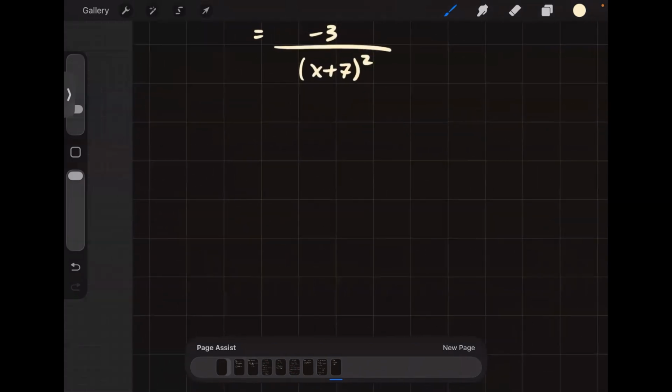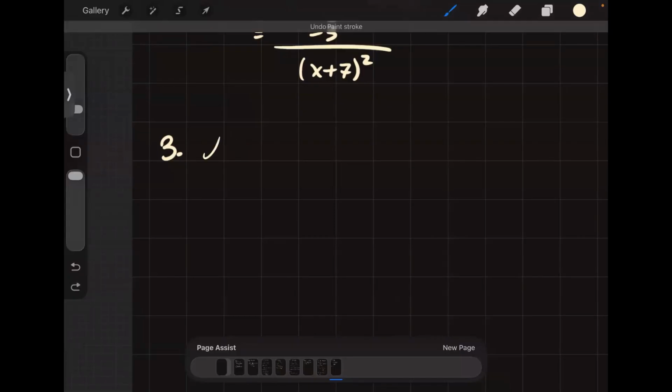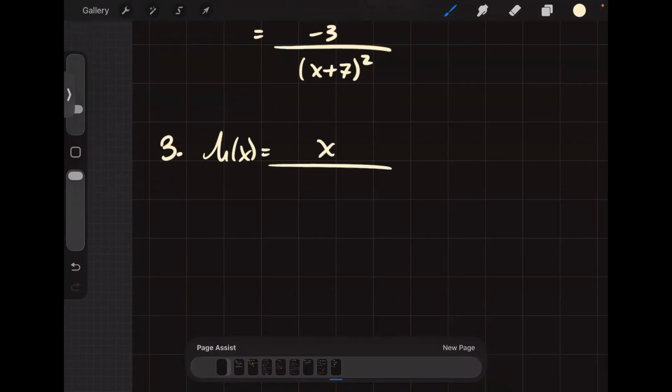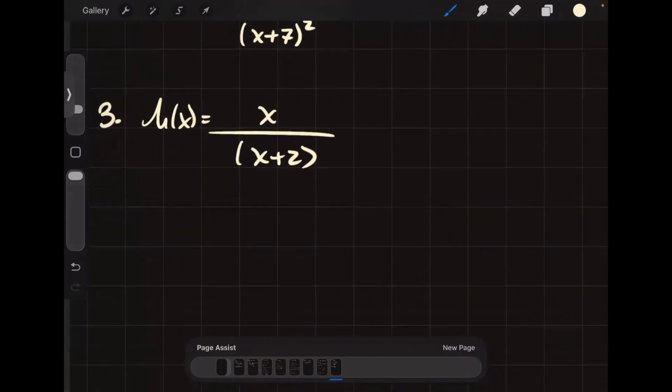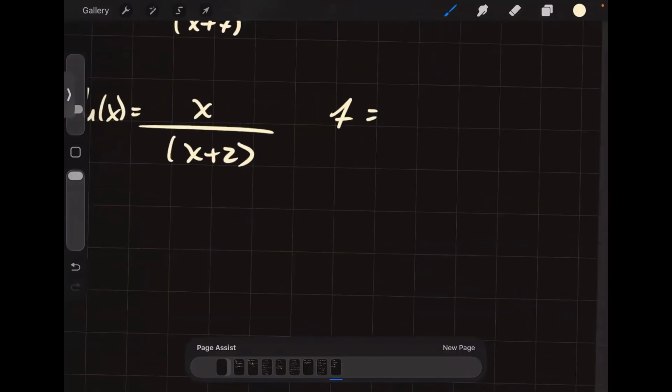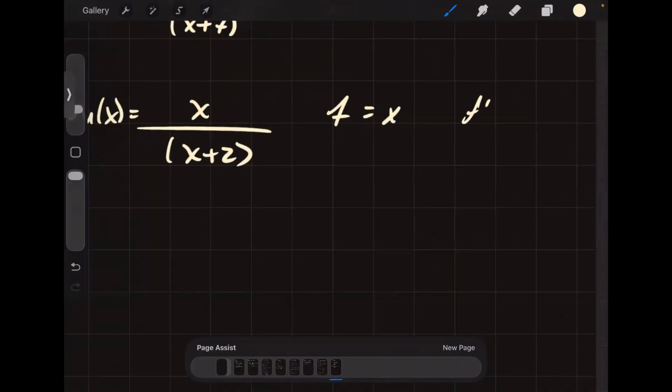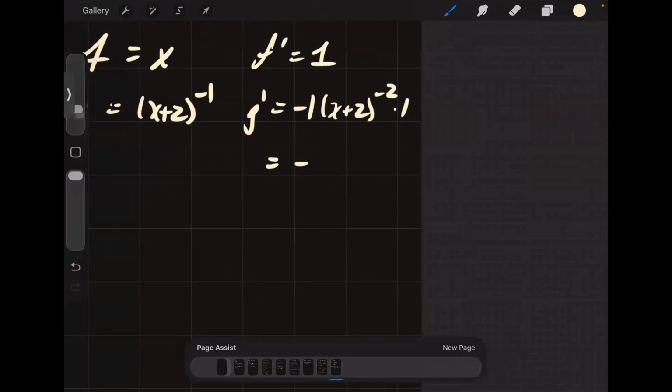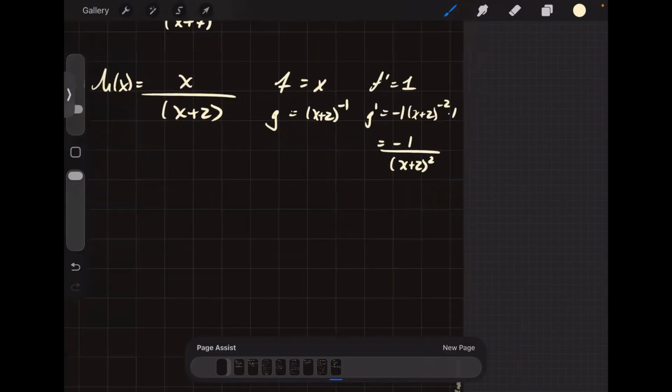Okay. Let's say I give you another one. Let's call it h of x is equal to x over x plus 2, right? Again, kind of a rinse and repeat kind of deal. f is equal to x, f prime is equal to 1, g is equal to x plus 2 to the negative 1, g prime is equal to negative 1, x plus 2 to the negative 2 times 1, which should equal negative 1 over x plus 2 squared, right?